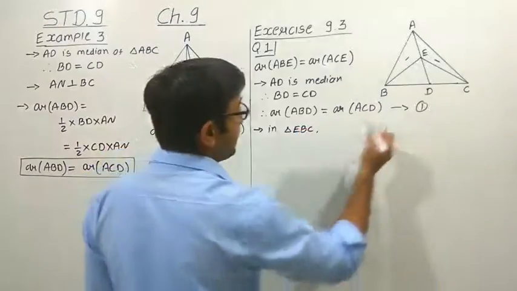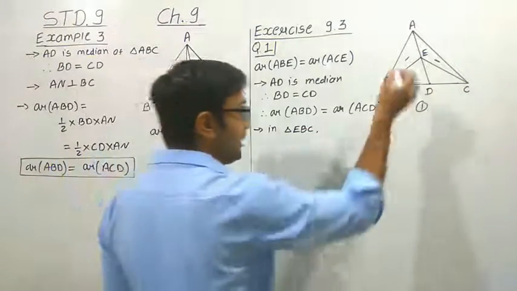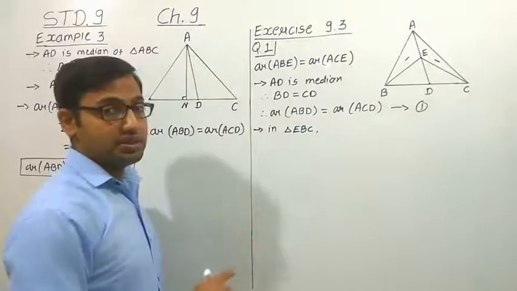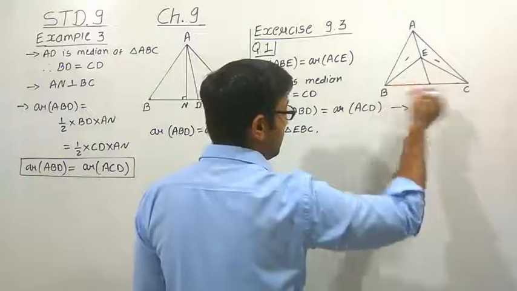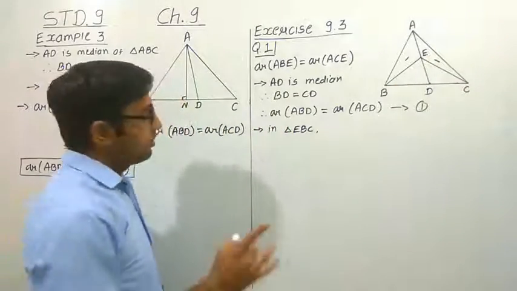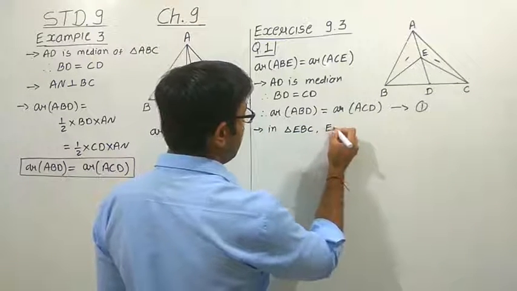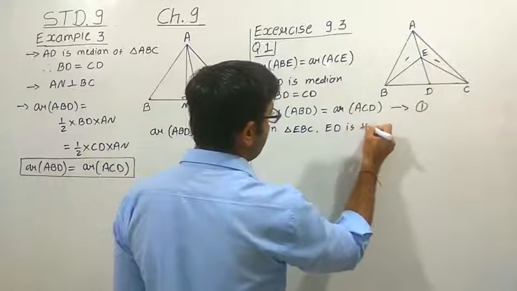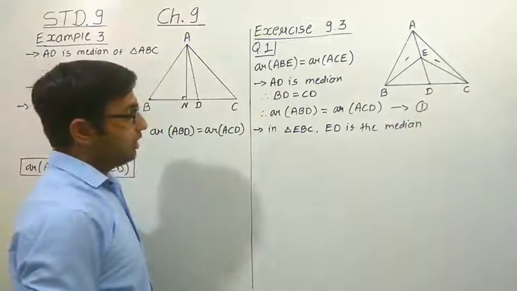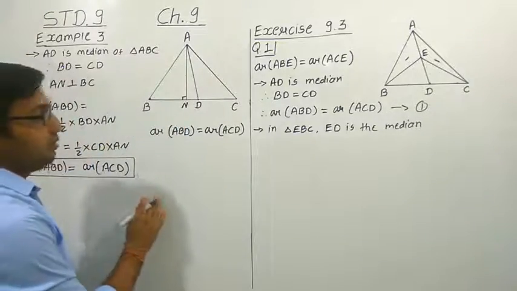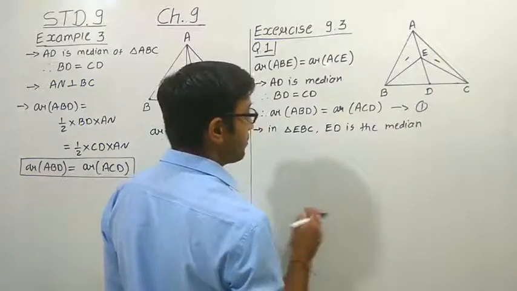EBC. As AD is the median of triangle ABC, here ED will become the median of EBC, because the base is the same, BC, for both triangles ABC and EBC. Base is same, so median will be the same. So in triangle EBC, we can write down that ED is the median. Now as ED is the median, here also we can apply this result, that the median divides the triangle into two triangles which have equal areas.